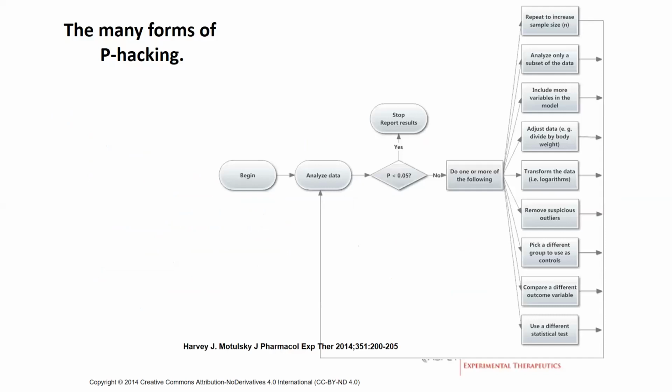This diagram demonstrates the many forms of p-hacking. If we start at begin and we analyze the data, if the p is less than 0.05, we sometimes stop, or if not, we could go on and do any of those that are listed there and loop back to analyzing the data and starting all over again. When you p-hack, the results cannot be interpreted at face value because you've actually introduced bias into your results.